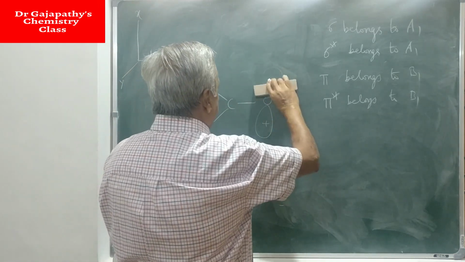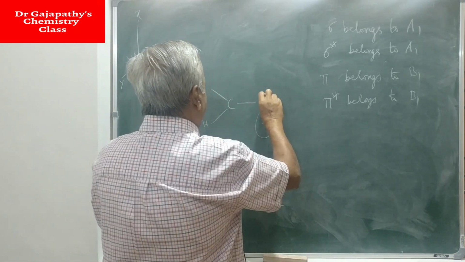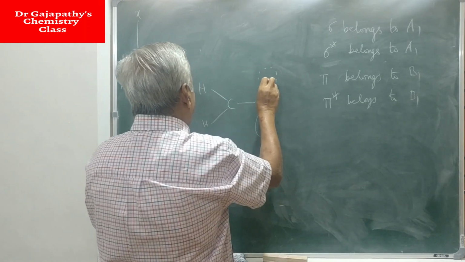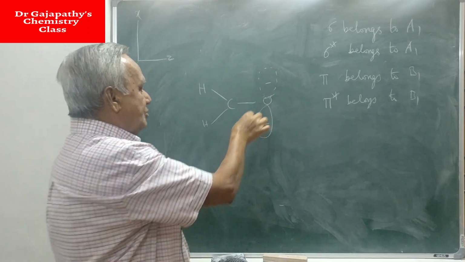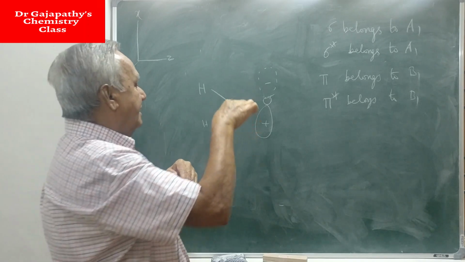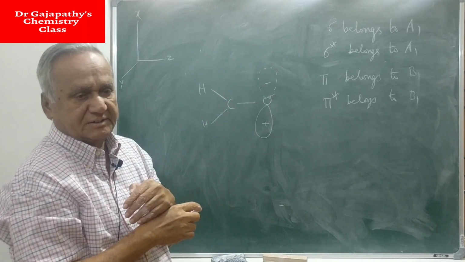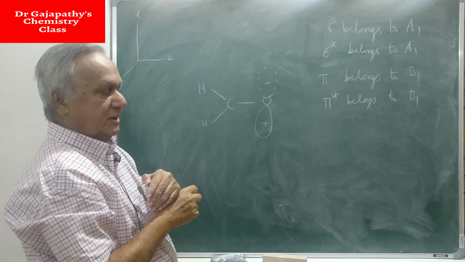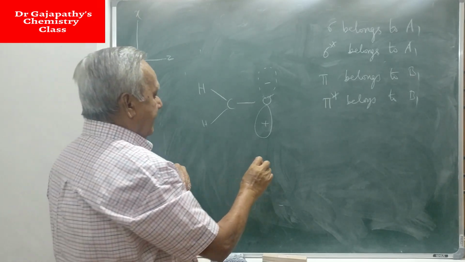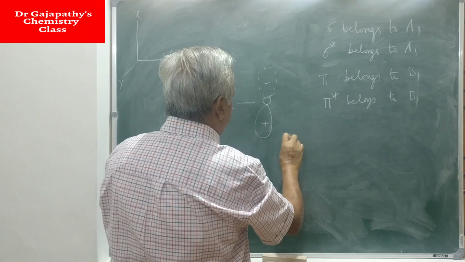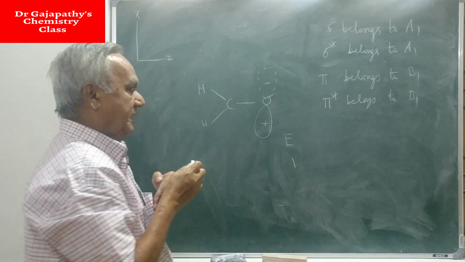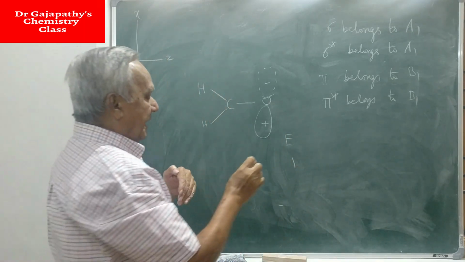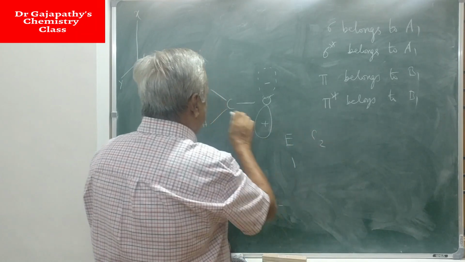It will be better just to show it is behind the board. This one is projecting towards and that is behind. Okay. Now, I carry out identity. Nothing will happen, it will be there. I carry out C2. This is my axis.